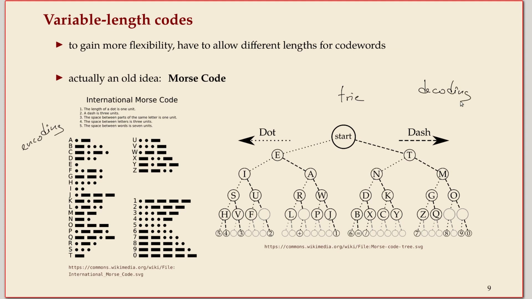Then if you receive short, short, short, you would go short, short, short, and you see S. If you then receive long, long, long, long, long, long, O, and S again. That's how you can decode Morse code. And it's a variable length code because it's obvious that not all characters are represented with the same number of symbols.